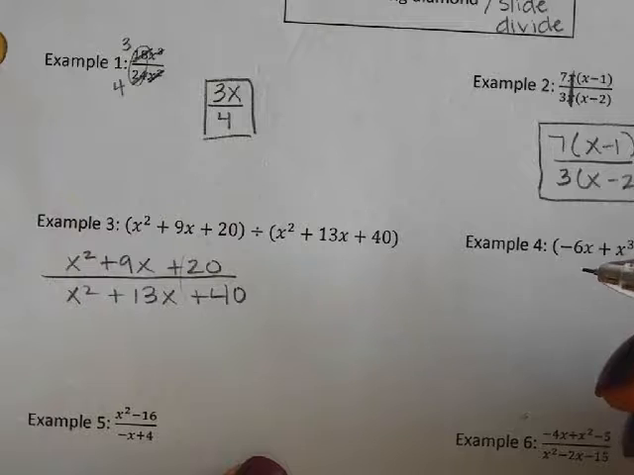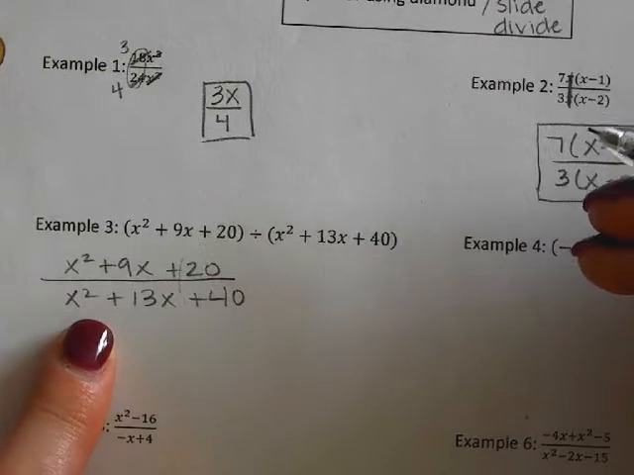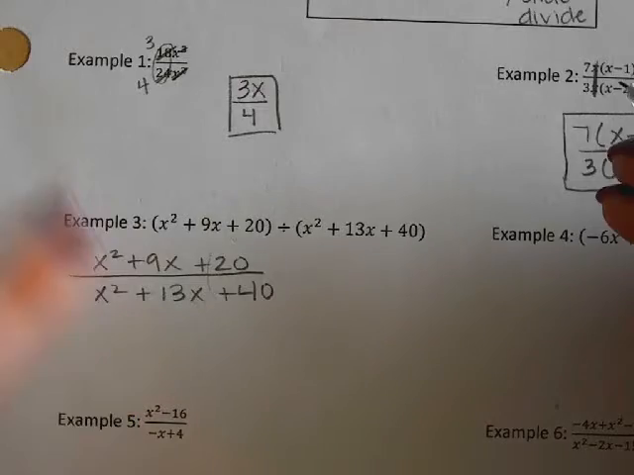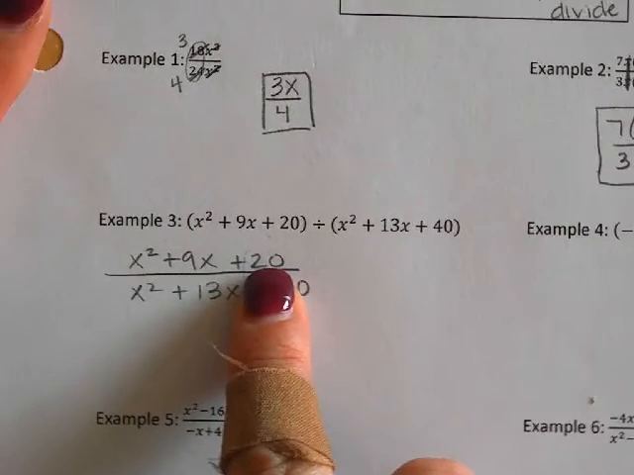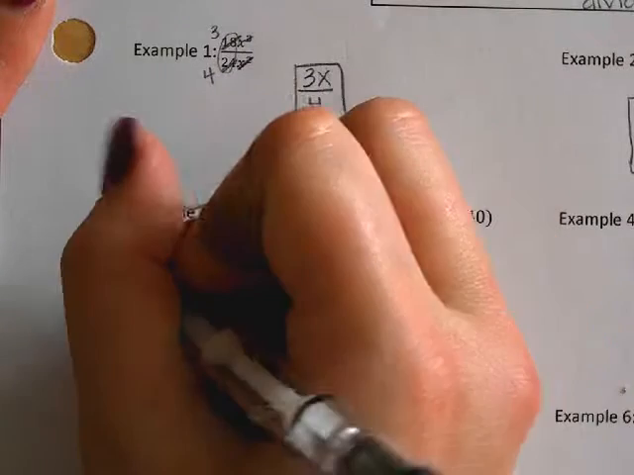Okay, so step 1 is done. Is step 2 done? Are they in descending order? Yes. Okay, so step 2 is done. They put them in descending order for us, so that was nice. What is step 3? Factor. Okay, so for the top, we are looking for two things that multiply to 20, but add to 9.